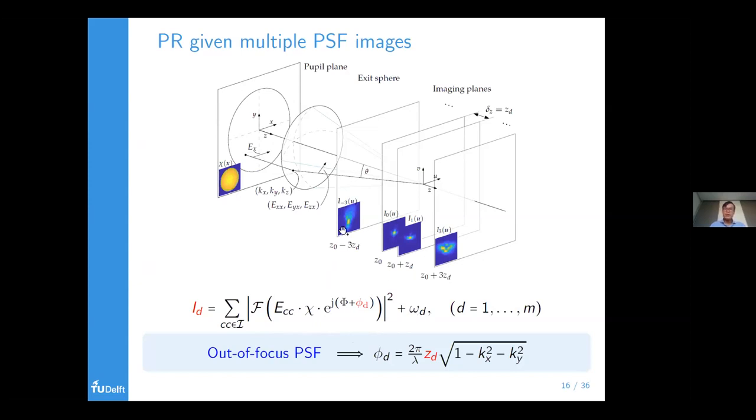And for each image out of focus, for example, this one, out of focus with distance ZD, it should be compensated by a phase diversity term, phi D, and the relationship between phi D and ZD is given by this formula. Here S, Ky are the normalized coordinates of the aperture of the generalized pupil function.